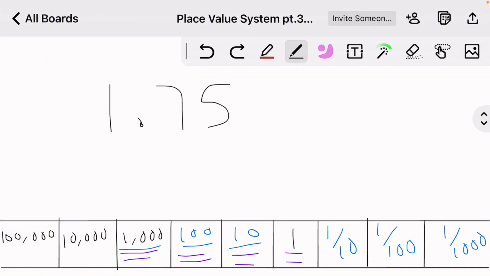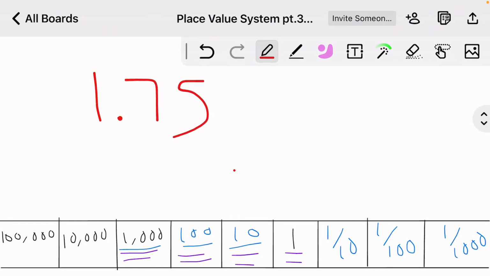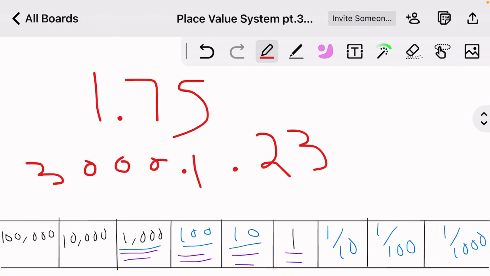We could have 1.75, or we could have 0.23 or something like that. Or we could have 3,000.1. Any number that is a decimal is going to have a decimal point.